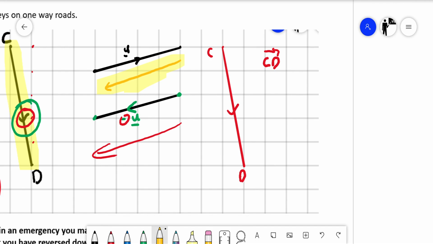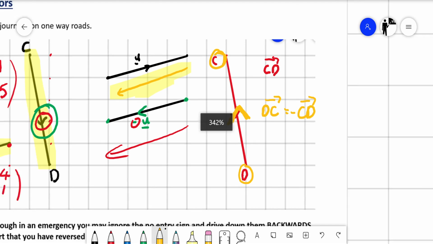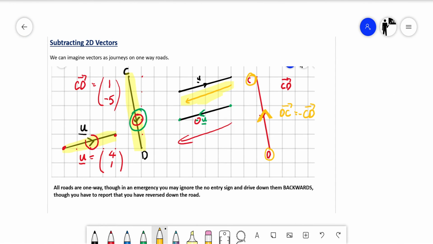But what if I wanted to start at D and go to C? Well, if I wanted to go in that direction, from D to C, I would need to switch the arrow's direction, and that would be the negative of CD. So when we go in the other direction, it's the negative of that vector, because that helps us to draw it and look at the components of it.